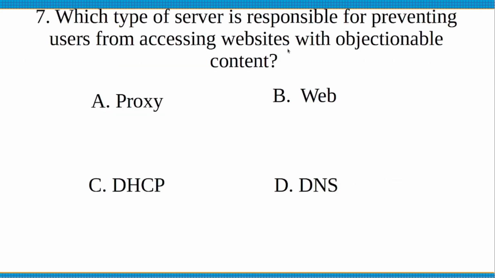Question number 7. Which type of server is responsible for preventing users from accessing websites with objectionable content? A. Proxy. B. Web. C. DHCP. D. DNS. Now, if you remember from the previous video, DHCP and DNS were mentioned.